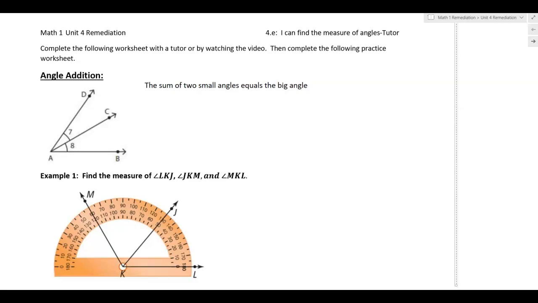First off, we're going to start with angle addition. Angle addition is similar to segment addition, where the sum of two small angles equals the big angle. So in the example here, if I take angle 7 and combine it with angle 8, those two angles together make this big angle, which is angle DAB. So that's angle addition.